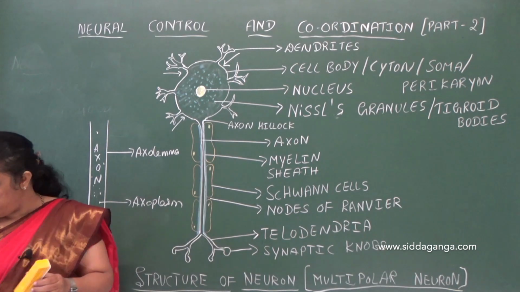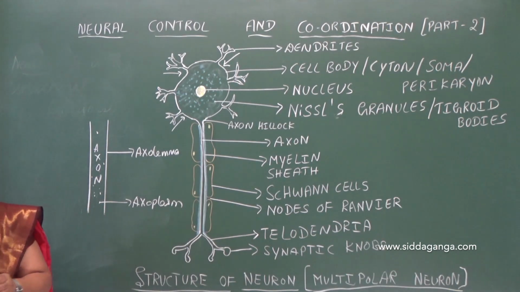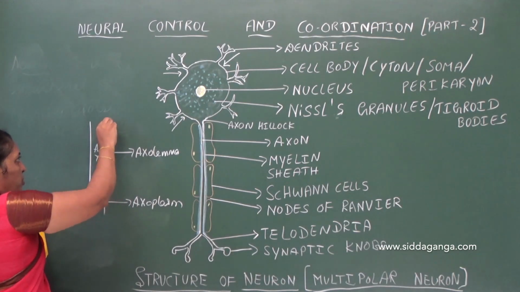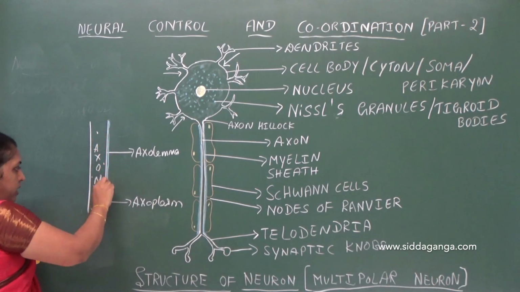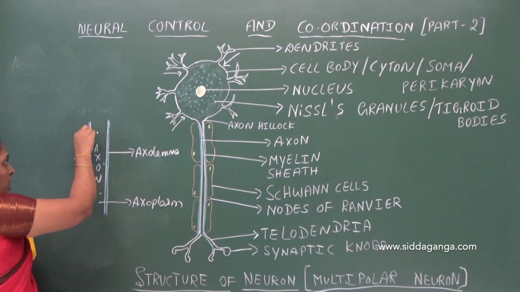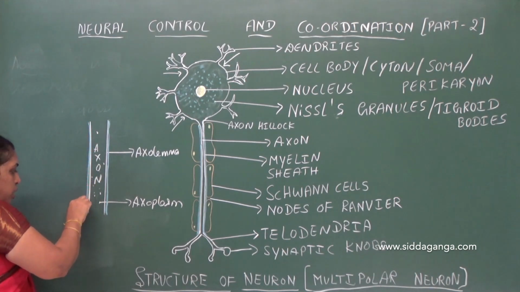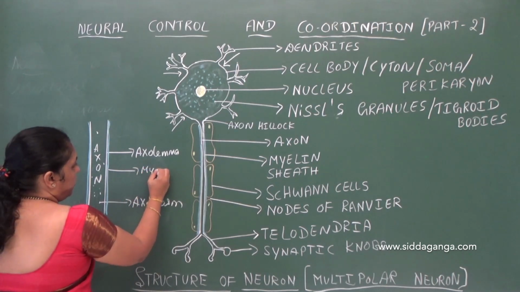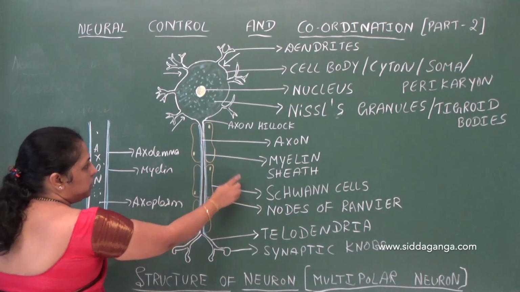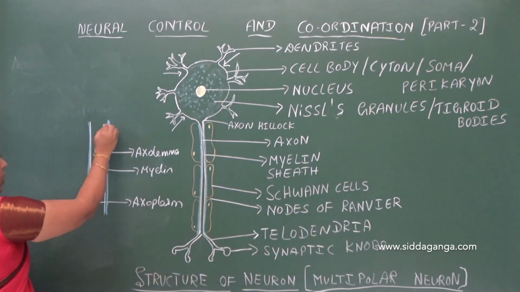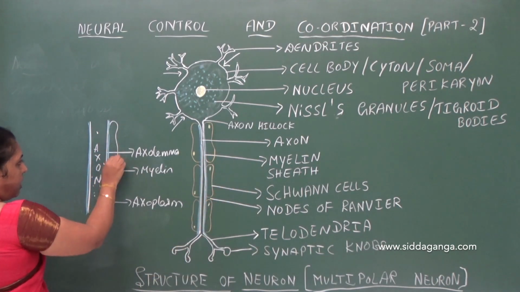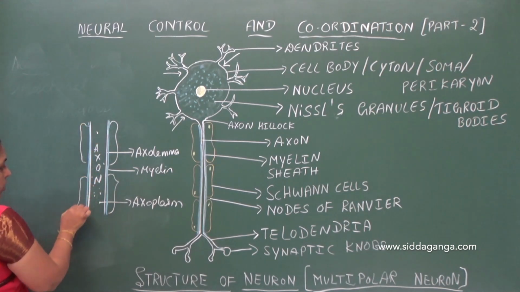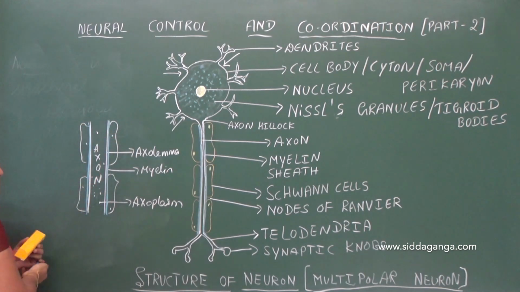This axolemma is covered by a sheath of myelin. This deposition of lipoprotein is the myelin sheath, which acts as an insulator. Around the myelin sheath we see cells called Schwann cells.